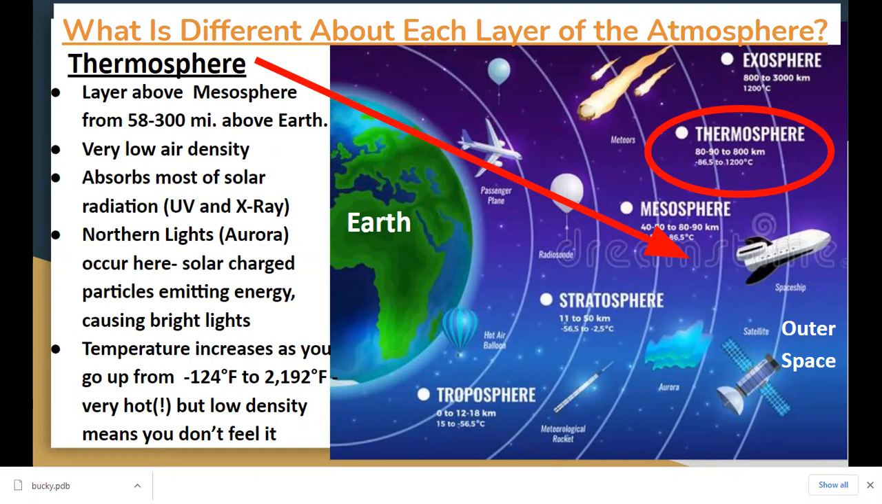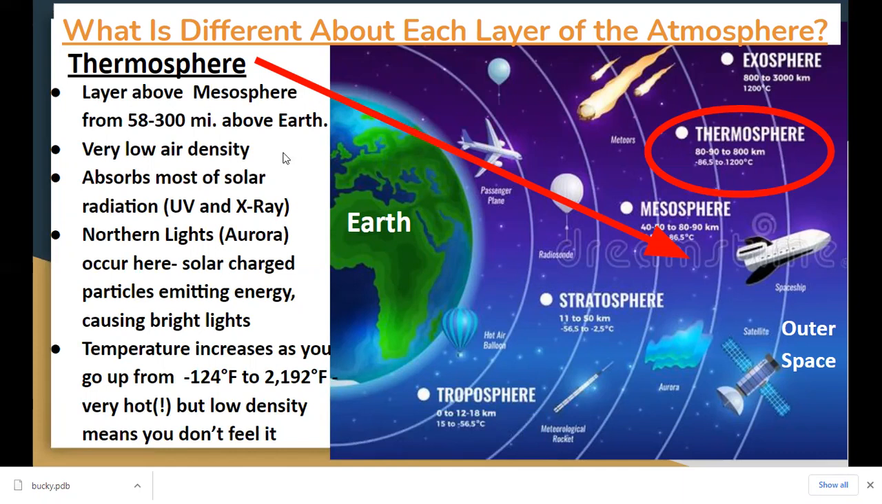far out there. It has very low air density. Why? Because remember, the higher you go, the less density the air has, the less air pressure. So it has very low air density because it's pretty high and pretty far away from the Earth. It absorbs most of the solar radiation, UV and X-ray.